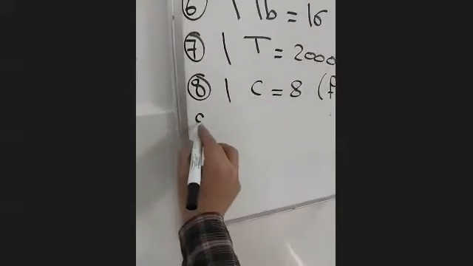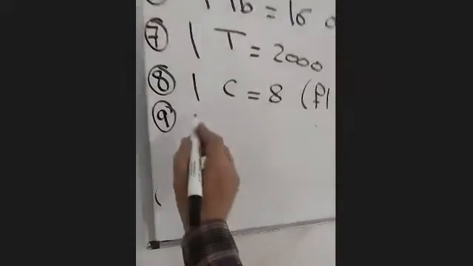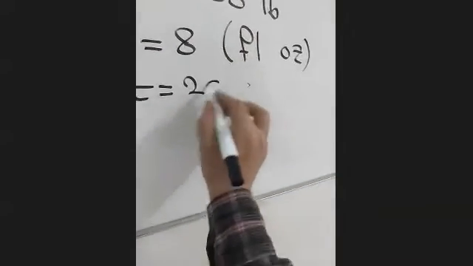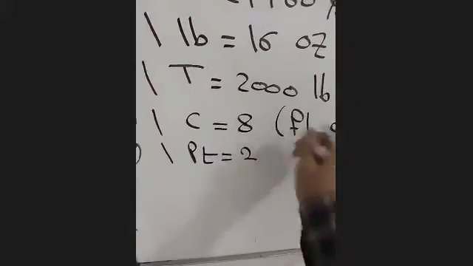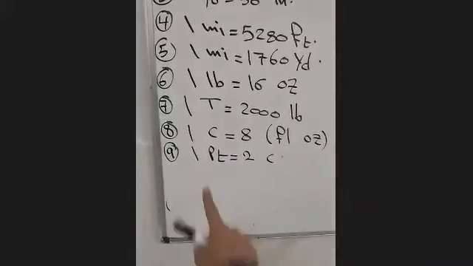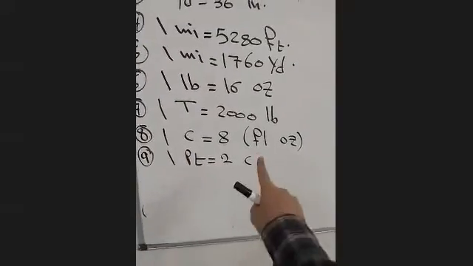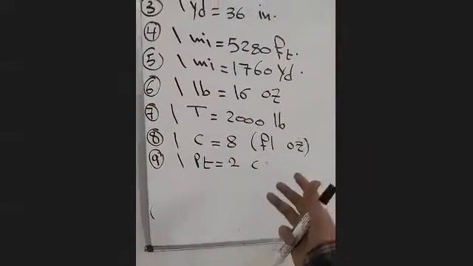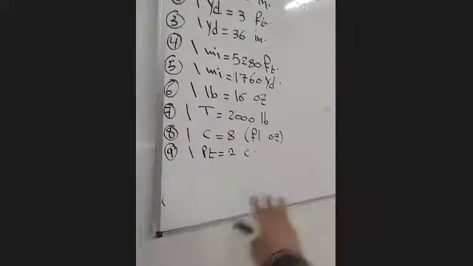9, what do we have in 9? Each 1 pint equals 2 cups. PT, pint. C, cup. FL OZ, fluid ounce. The meaning of these shortcuts, guys, is all in your book.